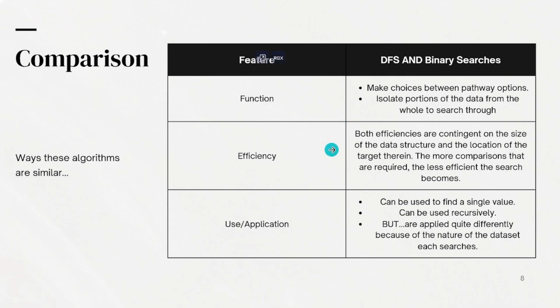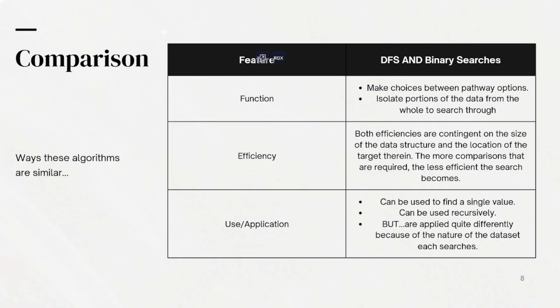As far as efficiency goes, they're both contingent on the size of the data structure and the location of the target contained in that data structure. So if the binary search has a large number of index values, it will take more comparisons to finish the search, which means it will take longer. If there are more nodes and edges in the tree or graph that you're searching with a DFS, it's going to take longer to search all of those positions to see if that target is contained in that data set.